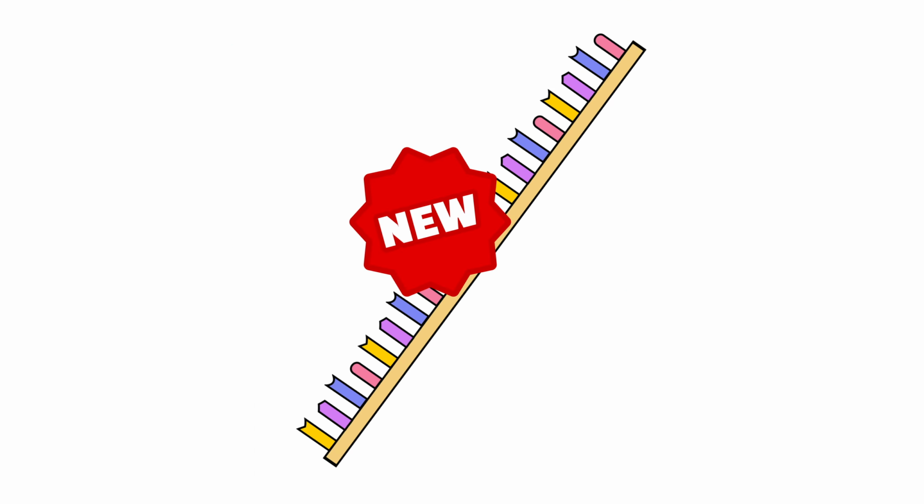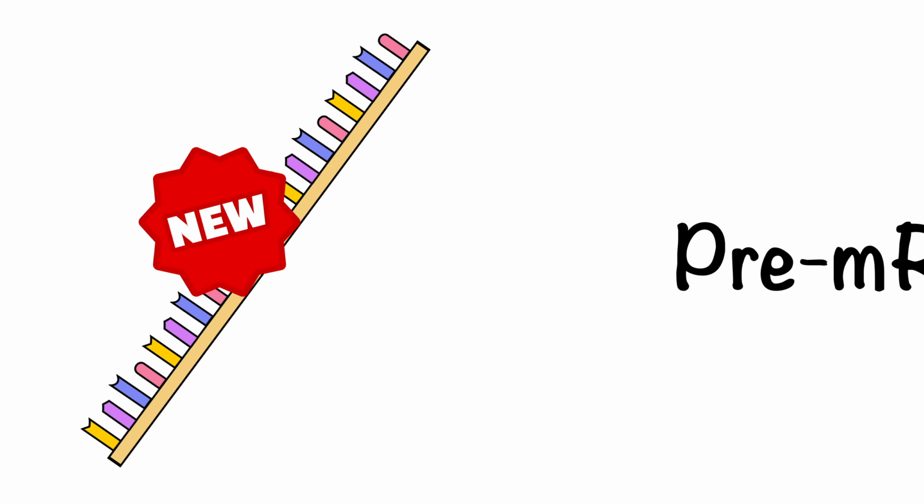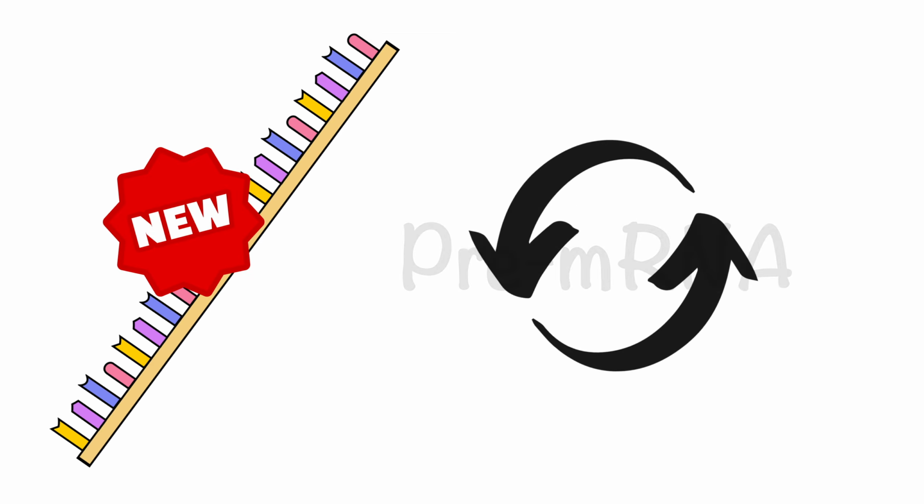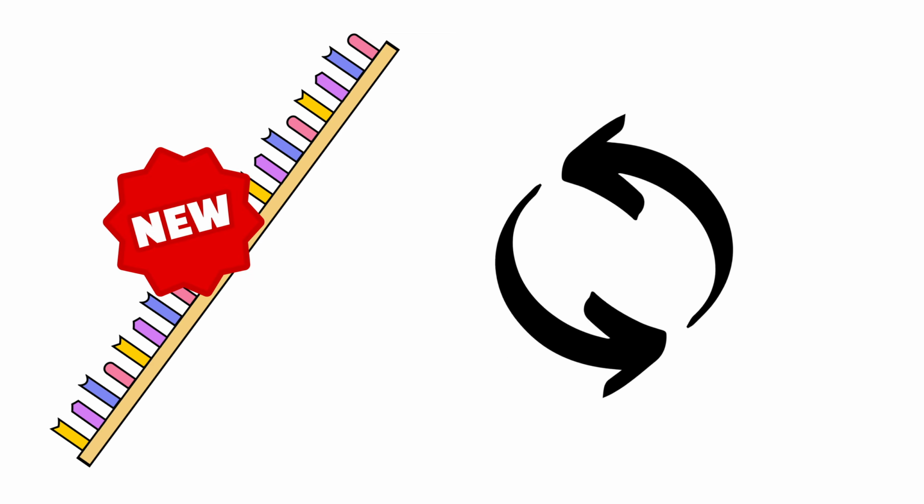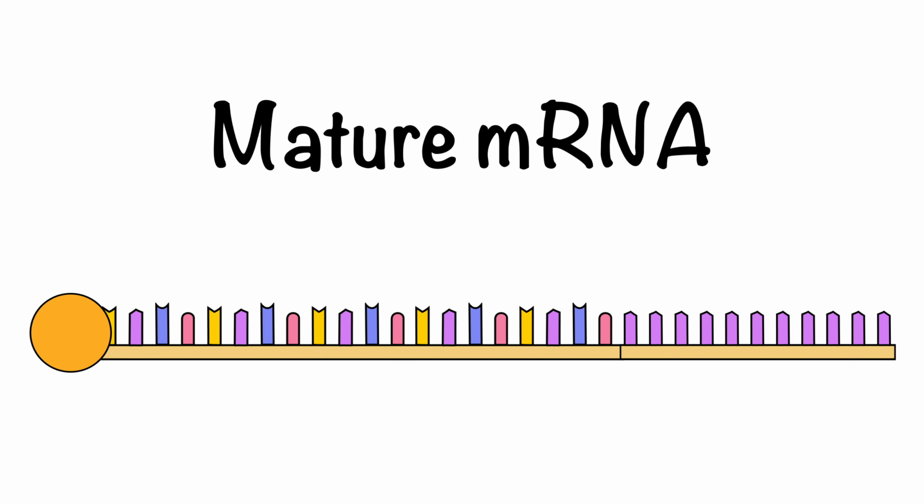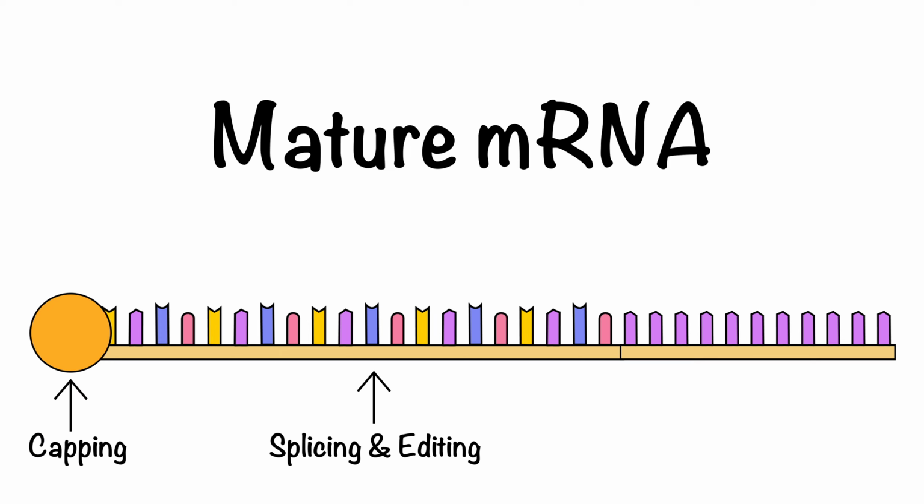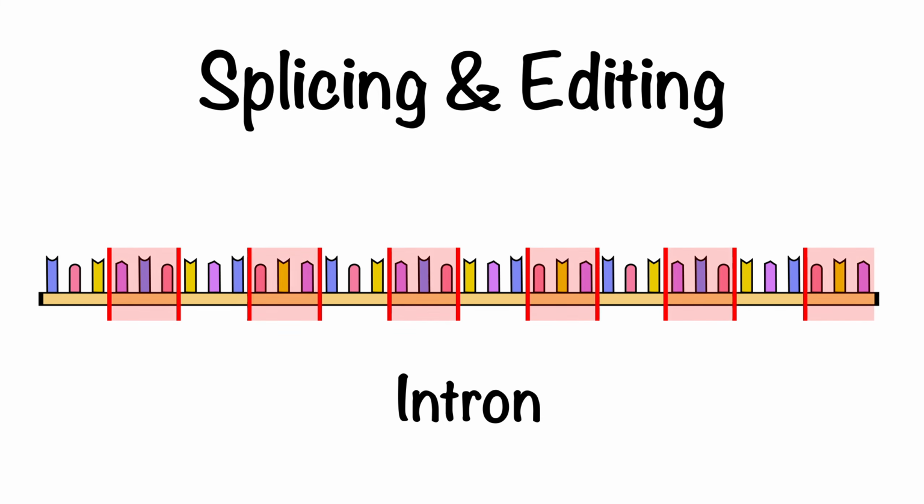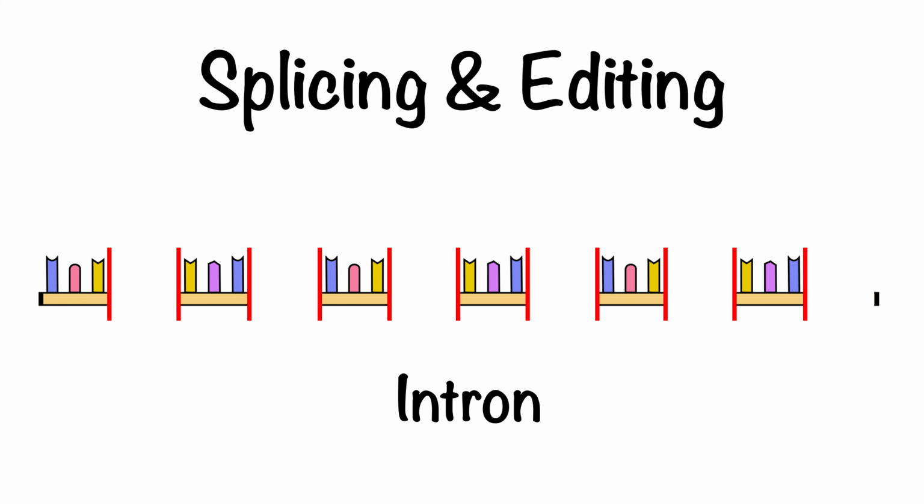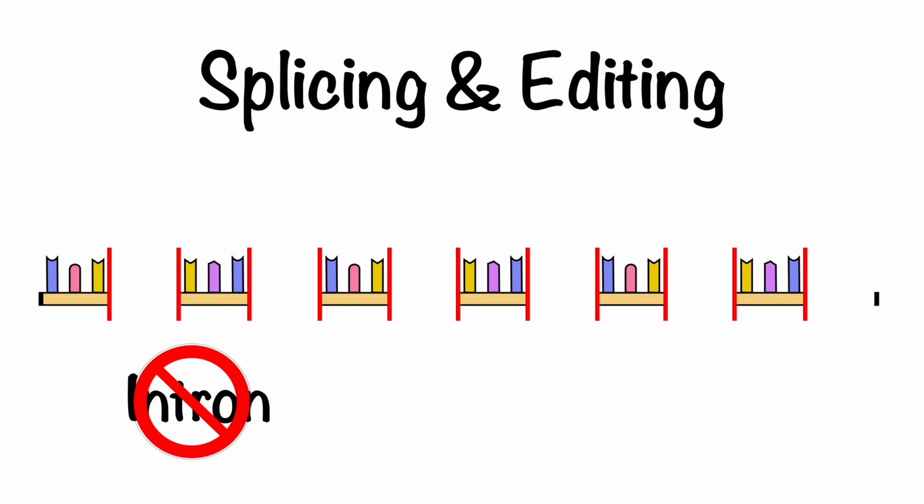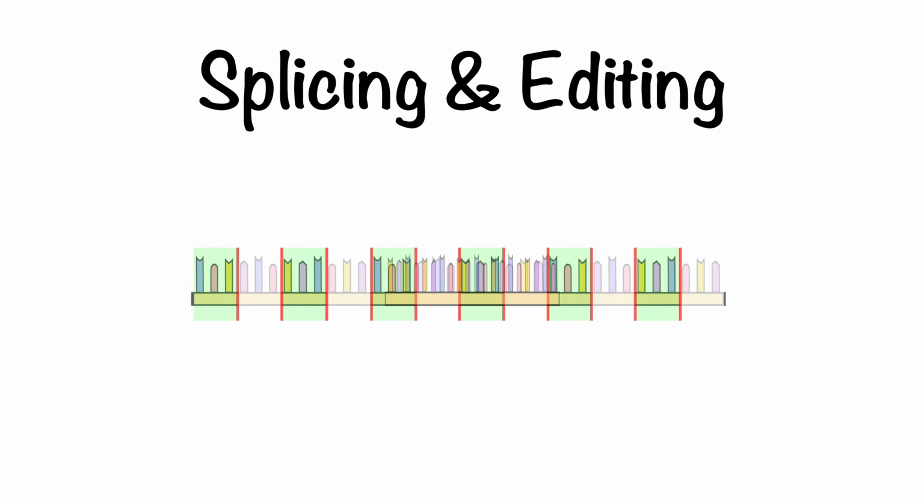But the new mRNA is not yet ready for translation. At this stage, it is called pre-mRNA, and it must go through more processing before it leaves the nucleus as mature mRNA. The processing may include splicing and editing, capping, and polyadenylation. Splicing and editing removes introns from mRNA. Introns are regions that do not code for proteins. The remaining mRNA consists only of regions called exons that code for the protein.